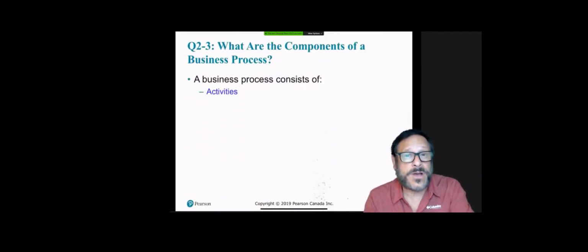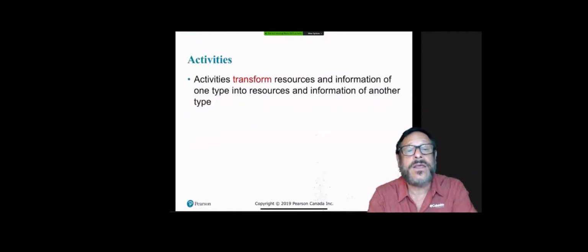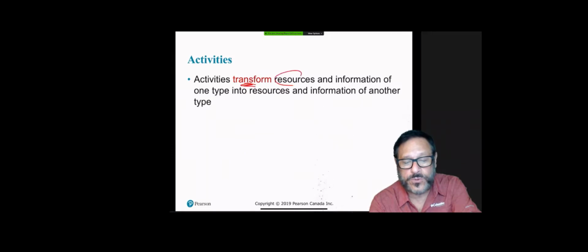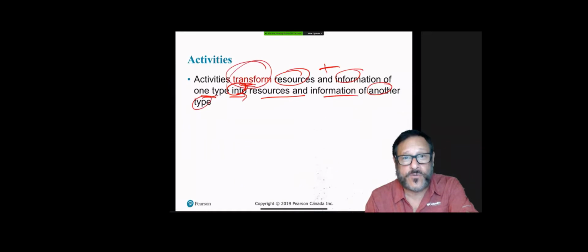So what does a business process consist of? It consists of activities and resources, the facilities and information to do a business. What do these mean? The activity. An activity transforms a resource and information of one type into a resource and information of another type. An activity then is transformative. That's the whole idea there.